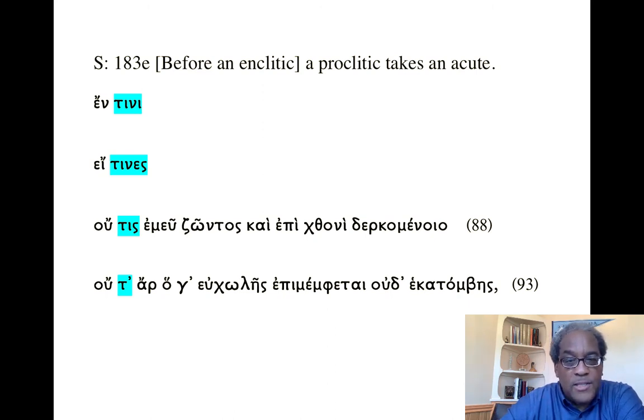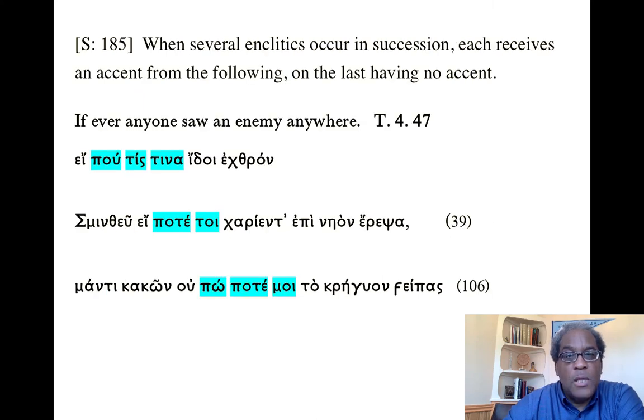Actually, we have two instances of it here, because ou receives an accent from te, elided, and then actually the ho receives an accent from ge, elided, hoge. I didn't notice this, so that ge is not marked in magenta, but it should be. So here we have the fact that before an enclitic, a proclitic receives the accent of the following enclitic. Okay.